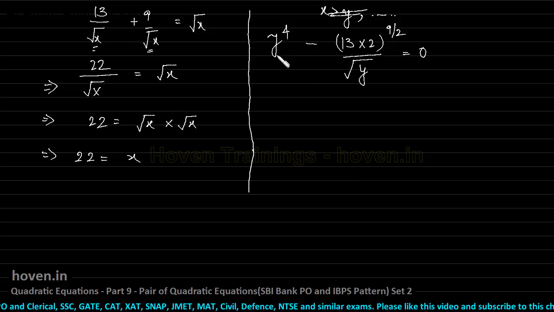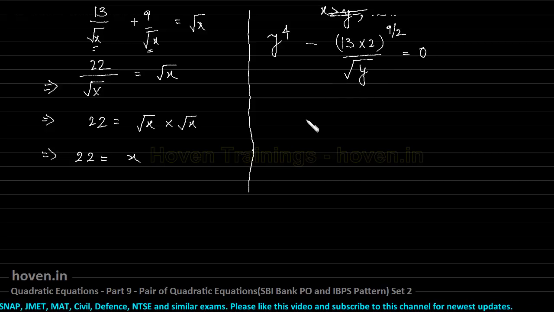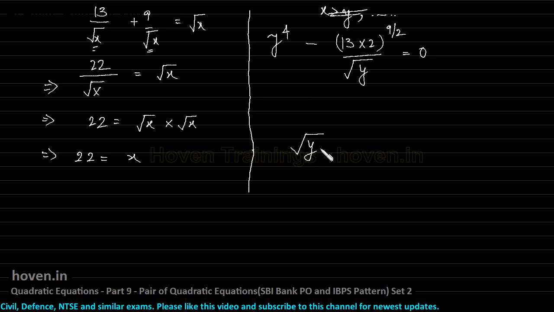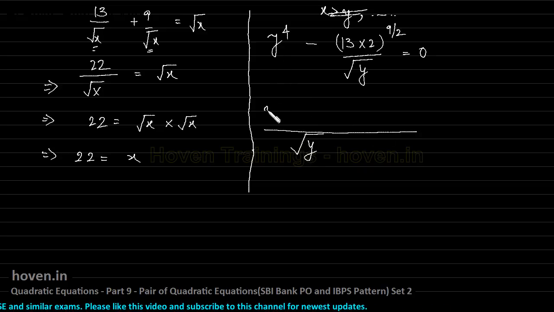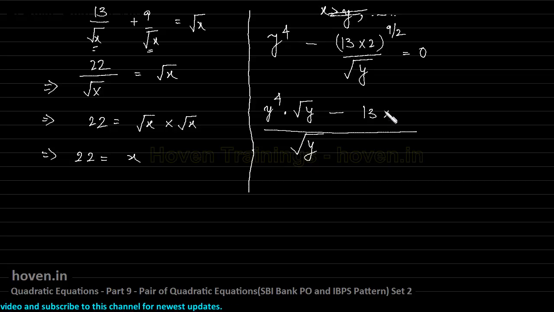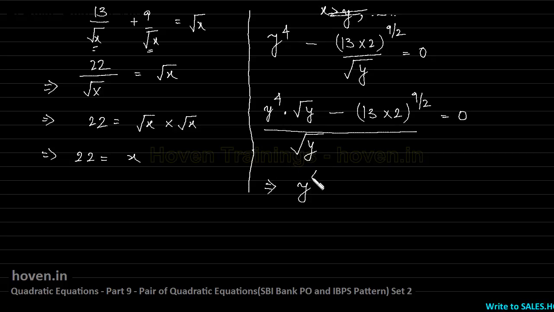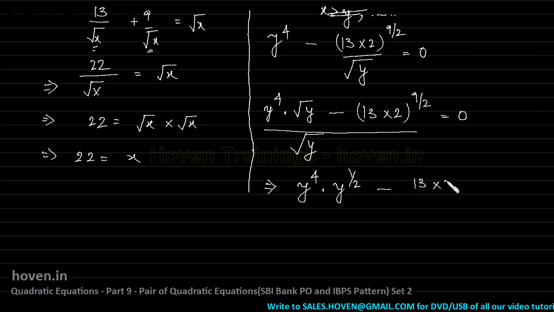In this case, y to the power 4 and square root of y, what can be done is we can take LCM of square root of y. This is LCM, and y raised to the power 4 into square root of y minus 13 into 2 raised to the power 9 by 2 equal to 0. Just little amount of bravery is required. What is this now? y raised to the power 4 into y raised to the power half, because square root of y same as half. I'll retain this one, to the power 9 by 2 equal to 0.